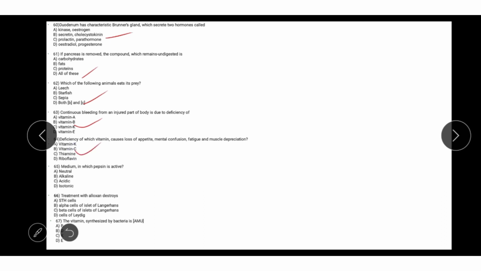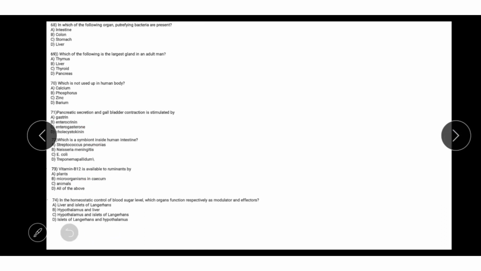Medium in which pepsin is active? Acidic. Treatment with alloxan destroys beta cells of islets of Langerhans. The vitamin which is synthesized by bacteria is vitamin K.